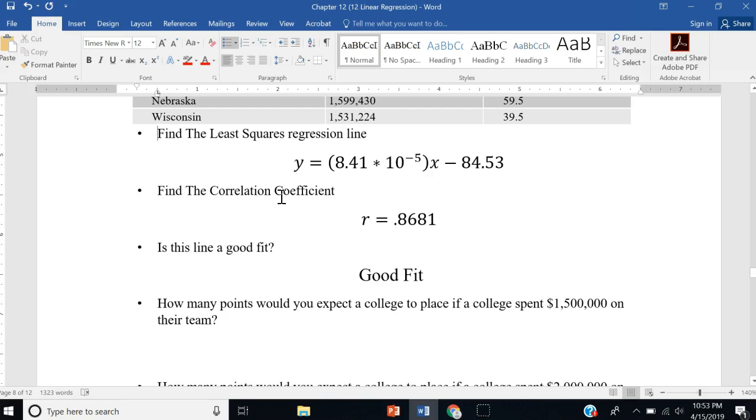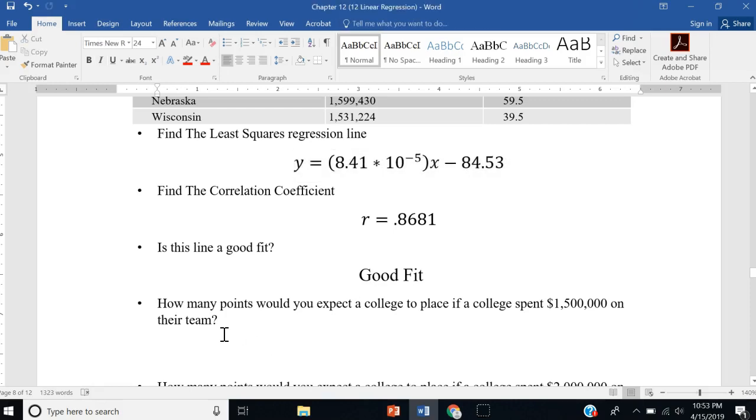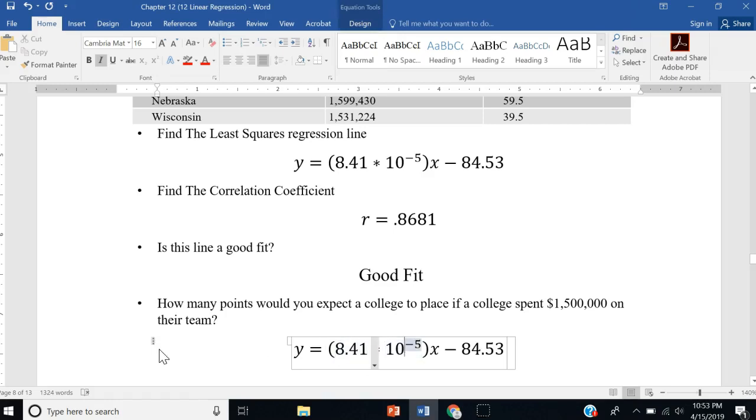Now, if you wanted to predict what would happen when we spend 150 million, we're just going to take this exact same equation up here. Did I say 150 million? I apologize. Predict when we spend 1.5 million. Whew, big difference. We just put in 1.5 million for the x.